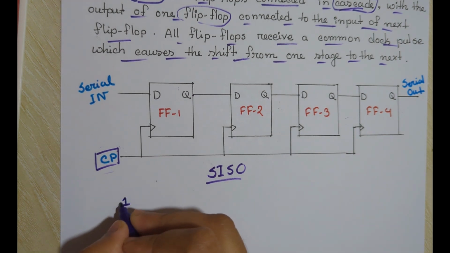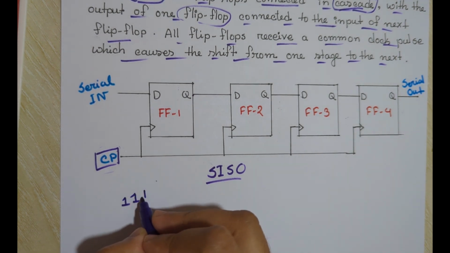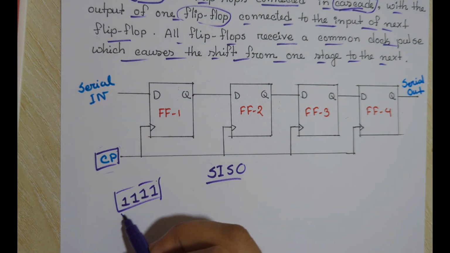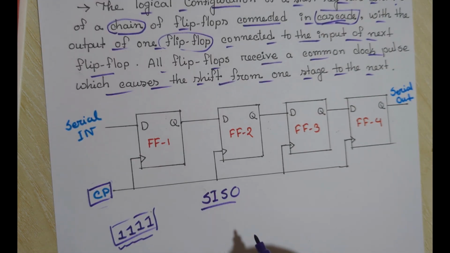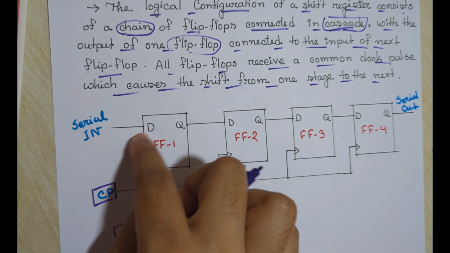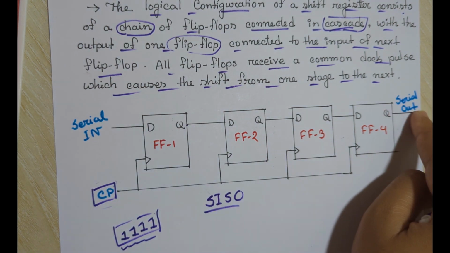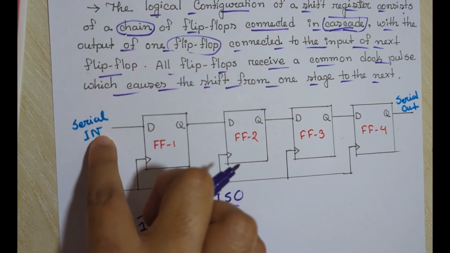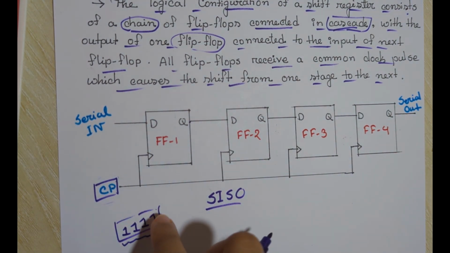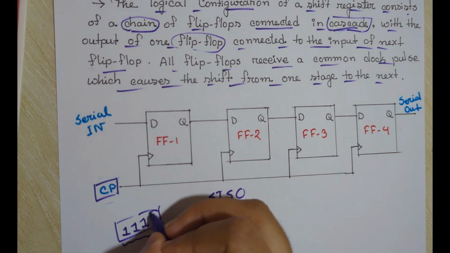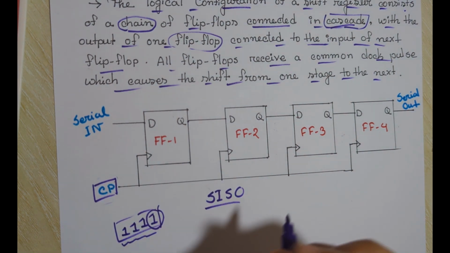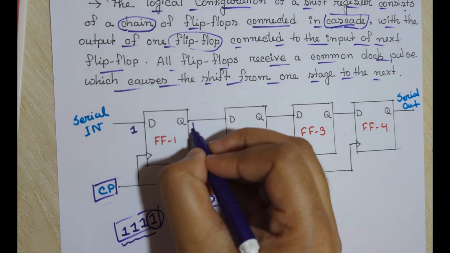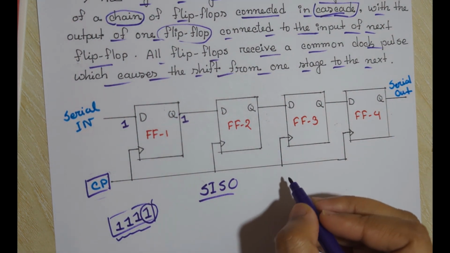Suppose our input binary information is this. As we have used a 4-bit flip-flop register, here we have used 4-bit binary information. But as we have only one single serial input and only one single serial output, at a time we can give the input as only 1 bit. So at first we give only this 1 bit as our first input. If we give the input as 1, then we will get the output as 1. So let's see the table.